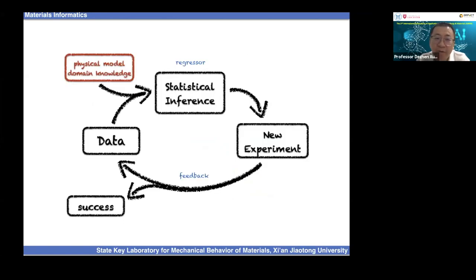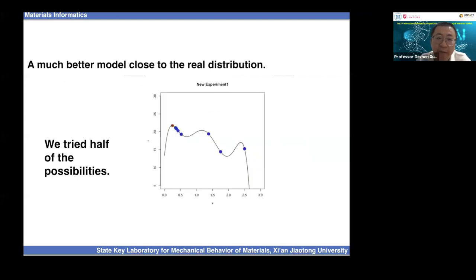So we can put in our domain knowledge. We have the physical models or the empirical models, which help us find a better estimation of the real function. So we give a very nonlinear model with multiple maxima. It's very close to the real distribution. At this time, we do the loop again and again, and we only try half of the possibilities. As we said, in reality we have millions of possibilities. So if we try half, this is far beyond our capabilities to do experiments or even calculations.